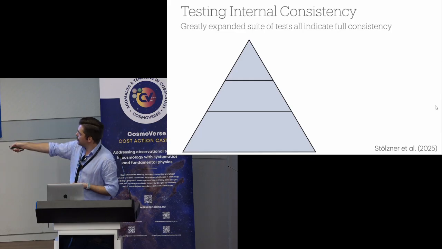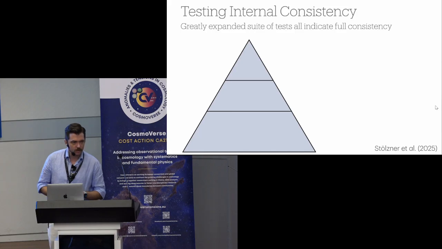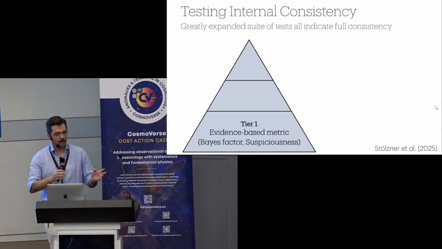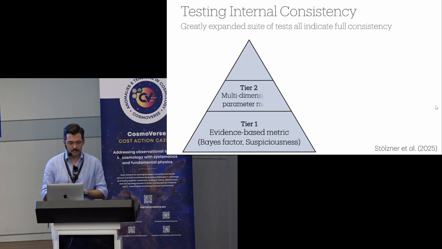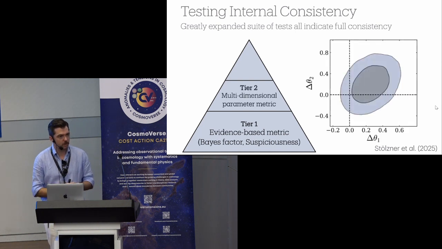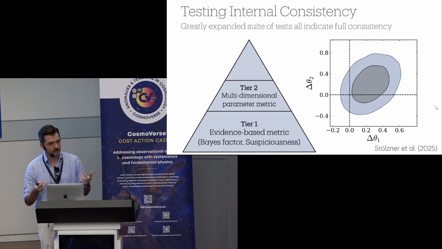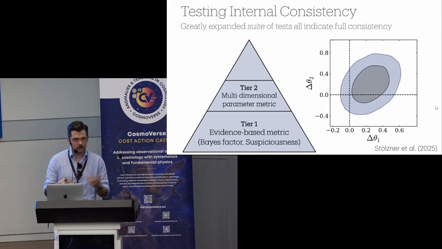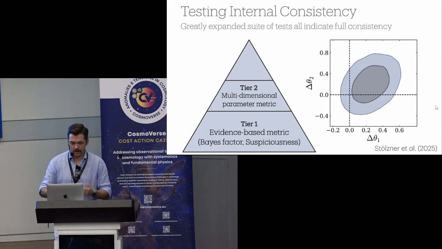We can analyze how we know that KiDS-Legacy is more robust than previous work. In particular, in one of our cosmology papers, Stölzner et al., we went through a greatly expanded suite of internal consistency tests, which we used in 3 tiers. The first tier was based on evidence-based metrics like Bayes factors and suspiciousness. The second tier was multi-dimensional parameter estimates, where we split the analysis into 2 sections, model with 2 different cosmologies, and look at the systematic bias between the cosmological parameters estimated from one half of the survey and the other to make sure that they agree with one another.